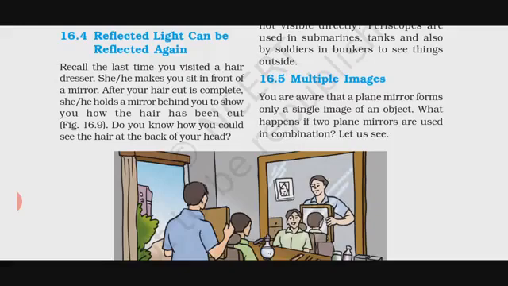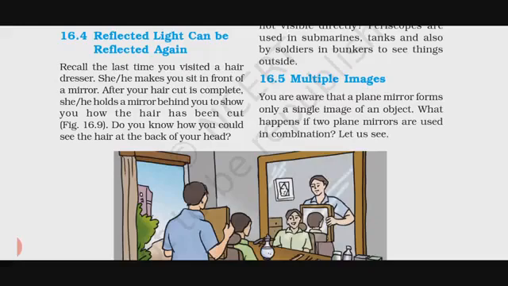Multiple reflections. Reflected light can be reflected again. This means that there could be multiple reflections. It's not necessary that only one reflection is there. The reflected light can be reflected again, and that reflected light can be reflected again, and this goes on. This means that there can be multiple reflections.